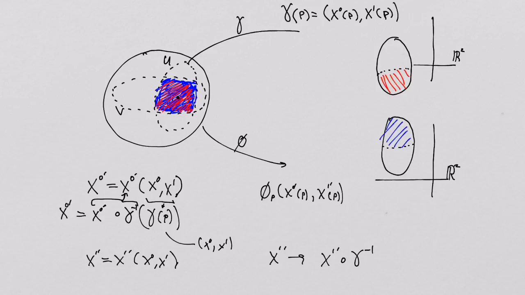And you can write this the other way. You can write the old coordinates as functions of the new coordinates by writing x0 equals x0 composed with phi inverse, right? And that will take as an argument phi of p, which is an ordered pair over here. So this is the connection between these general relativity textbooks and our new understanding of manifolds.